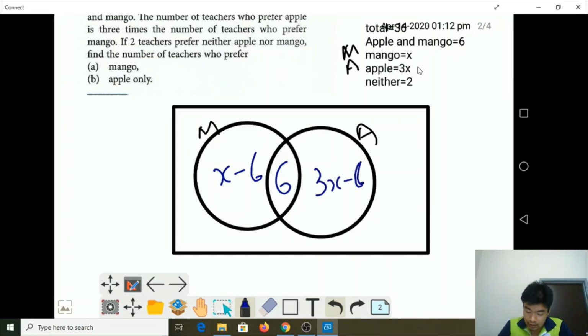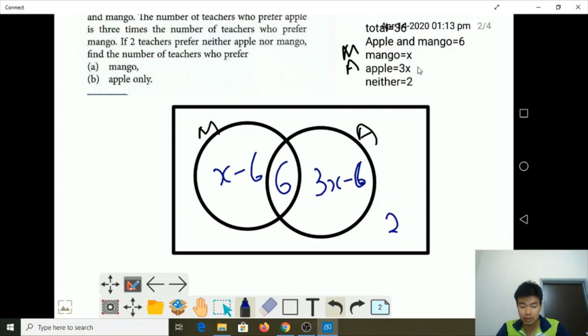If you understood the live lesson last time, you should know why we minus 6 in both sets. What is the last information that I need to fill in? Neither. There are 2 teachers who prefer neither fruit, so the 2 should be outside. Now let's look back at the question again. Find the number of teachers who prefer mangoes only. Prefer mangoes, which is x. So I need to find the value of x.